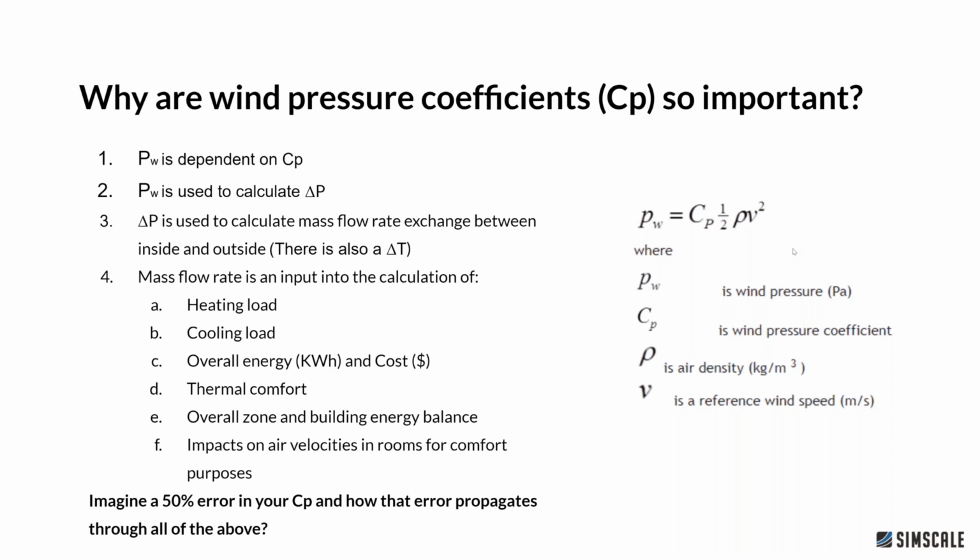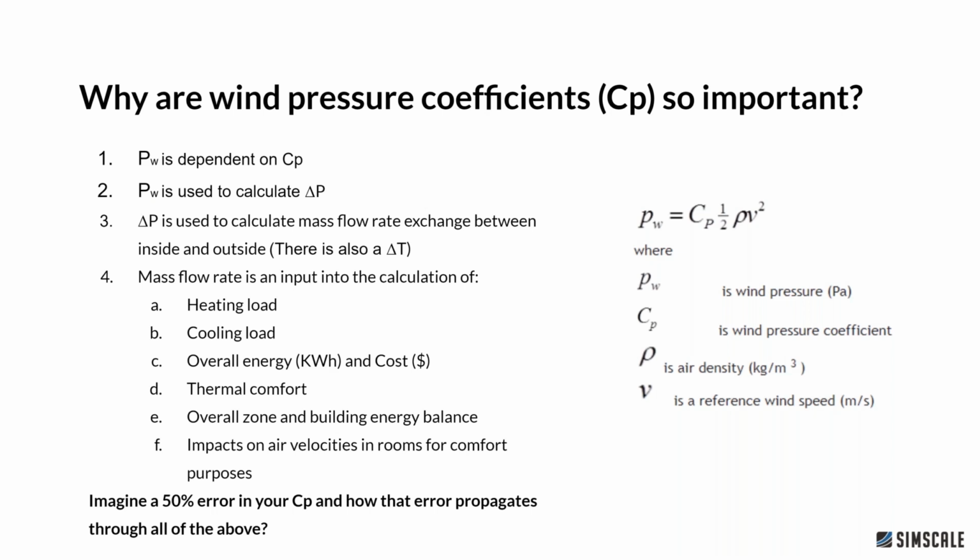And you can see that Cp is a critical value here. Okay, so Pw, the wind pressure, is then used to calculate the delta P, which is the difference in pressure between the inside and outside of your building. So imagine you have an open window, there's a pressure outside, there's a pressure inside. That delta P then will drive the flow rate through your building, right? Through your doors, your louvers, your grills, your ducts, whatever kind of opening you have.